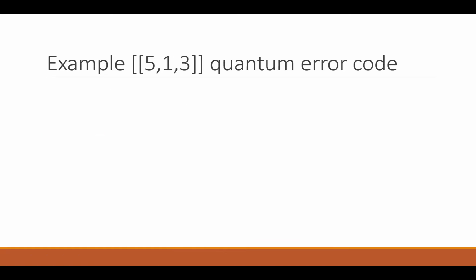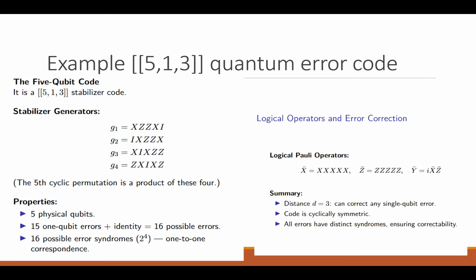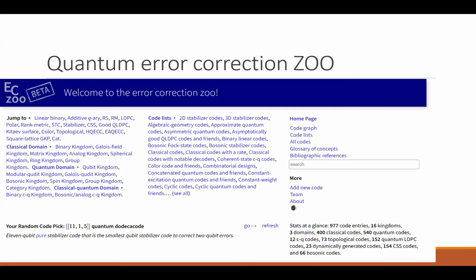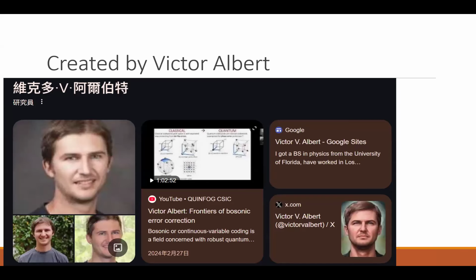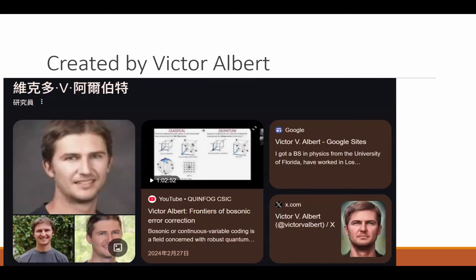Okay, and we talk about some codes like the [[5,1,3]] code. I can check it. If you want to know details, you can just go online and find the error correction codes. These are done by hundreds of people, so many people. I think this is the founder. Actually, I know him personally, from two years ago. And there's the Shor code.